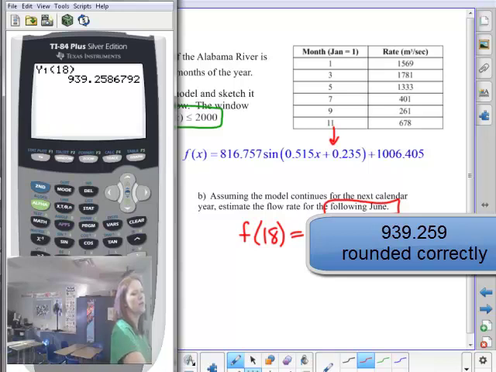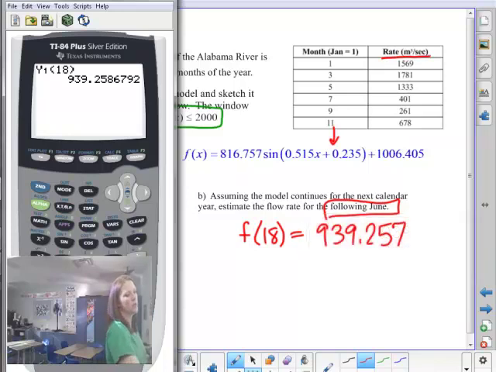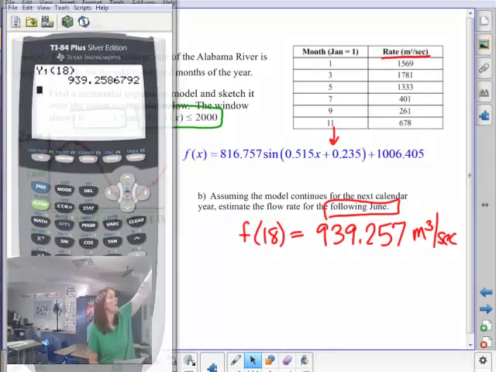Now, can we have 0.257? Is it okay to have a decimal this time? Well, what are we measuring? We're measuring water. Can I have decimals of water? Of course I can. In fact, this water is flowing at a rate of cubic meters per second. So again, if they give me units, I'm going to give them units back. So there's the answer to that one. Okay, let's close that down.